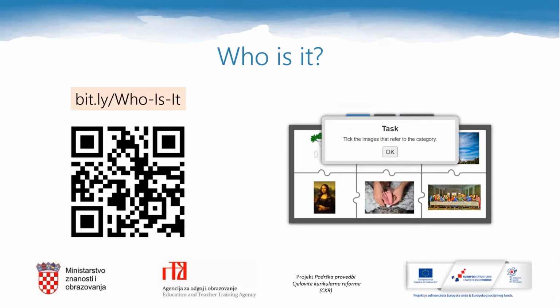And we will start with a question. Who is it? I need you to solve a puzzle for me. The puzzle will reveal a hidden person. So copy this link, bit.ly/whoisit, into your browser or scan this QR code and do the task. You need to take the images that refer to a certain category. You may pause the video now and do the task. Good luck, everyone.